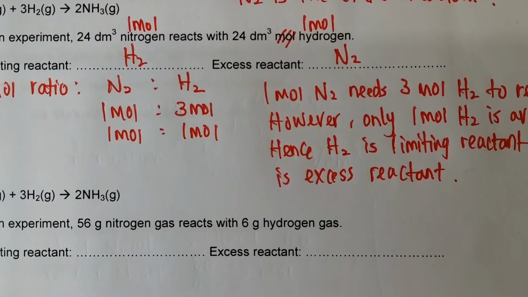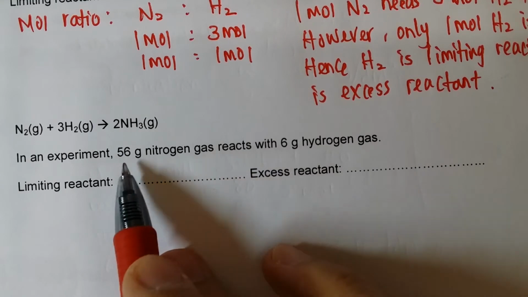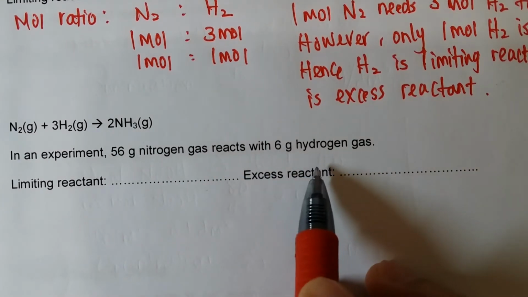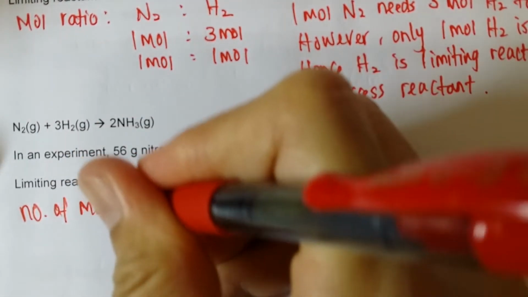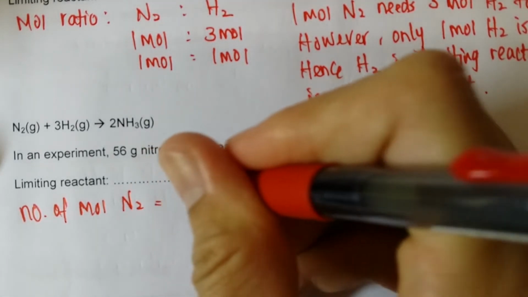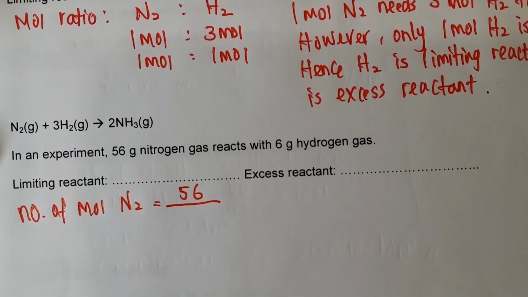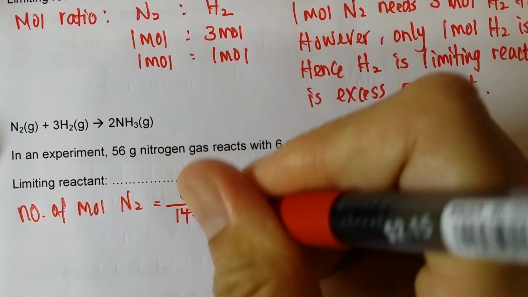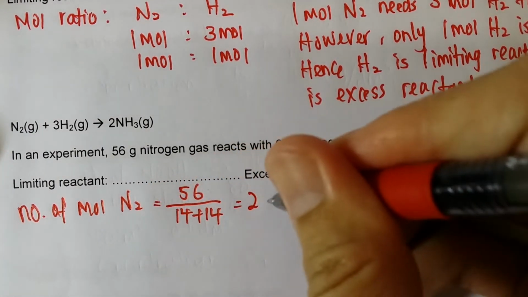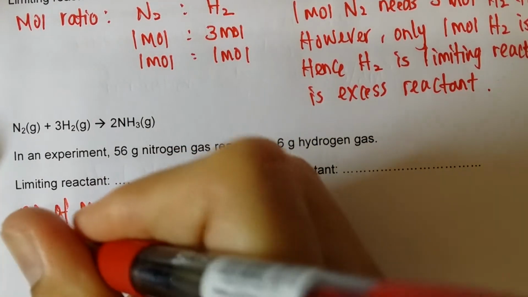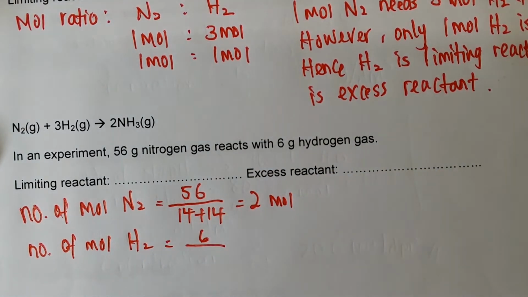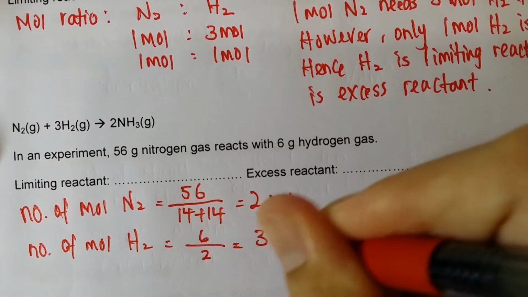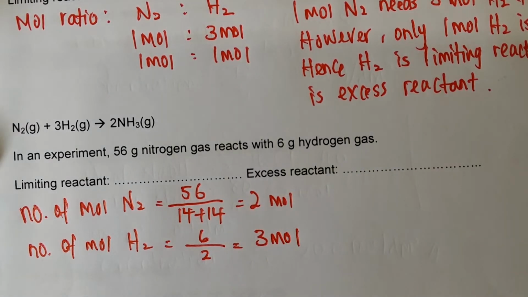Okay, next question. 56 gram of nitrogen. You have to convert this 56 gram of nitrogen and 6 gram of hydrogen into the number of mole. So the number of mole of nitrogen would be 56 divided by the MR for nitrogen, which is 14 plus 14, which is 2 mole. How about the number of mole of H2? 6 mass divided by the MR. The MR is 2, so 3 mole.